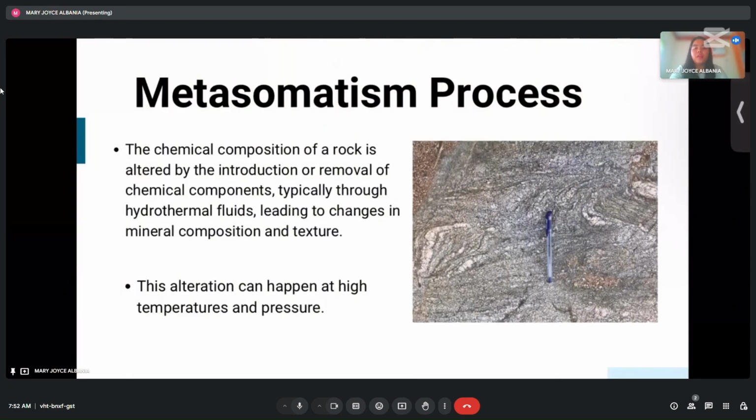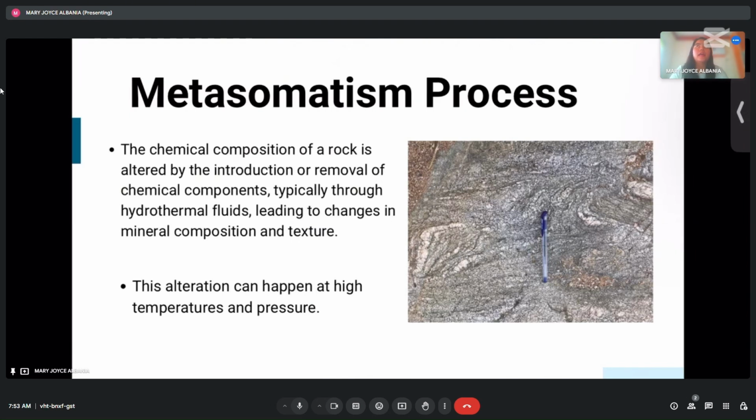For the next one, we have the metasomatism process. So what is the metasomatism process? This is the process wherein the chemical composition of a rock is altered by the introduction or removal of chemical components, typically through hydrothermal fluids. It leads to changes in mineral composition and texture. This alteration can happen at high temperatures and pressure.